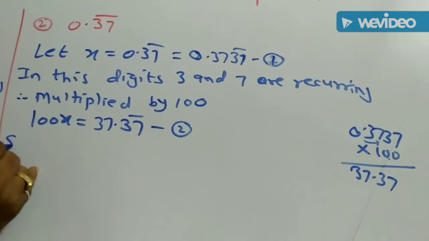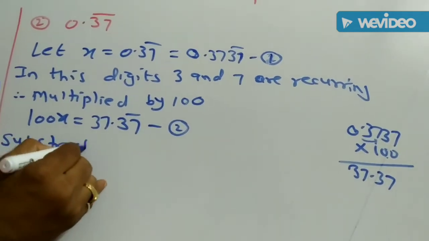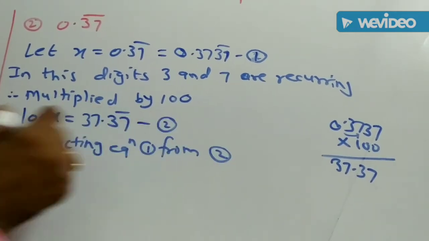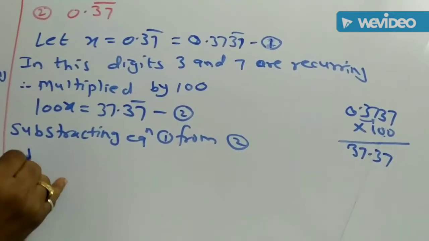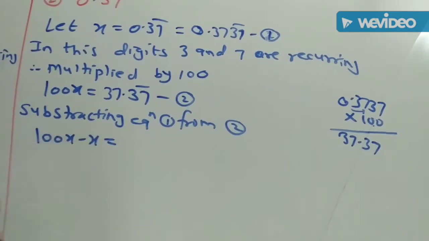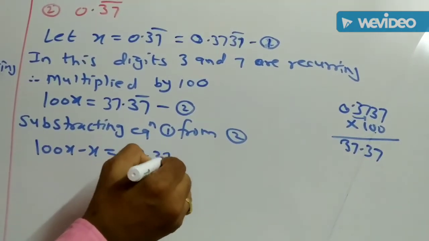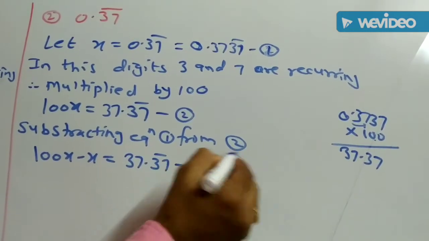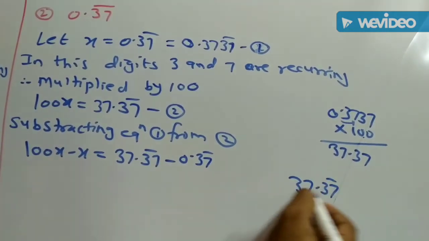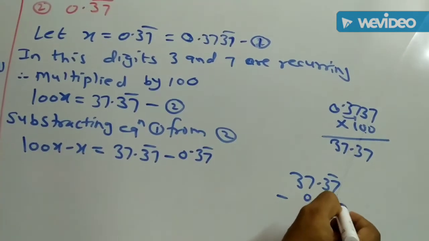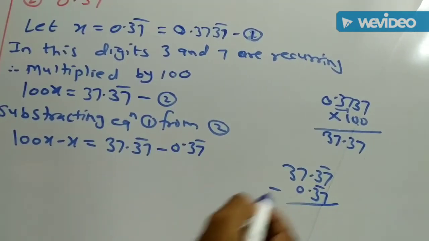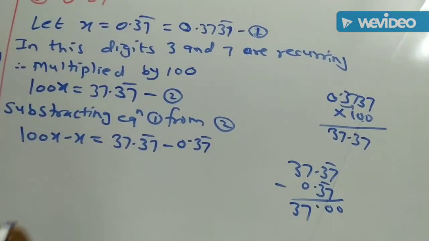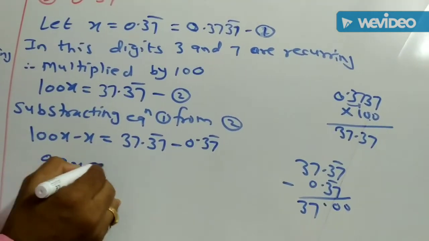Now again subtracting equation 1 from 2, that is 100x minus x. 100x minus x is equal to 37.37 bar minus 0.37 bar. 37 minus 37 is 0, 37 minus 0, that is 37. Therefore we get 99x is equal to 37.